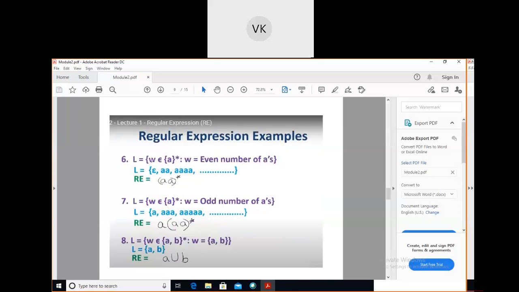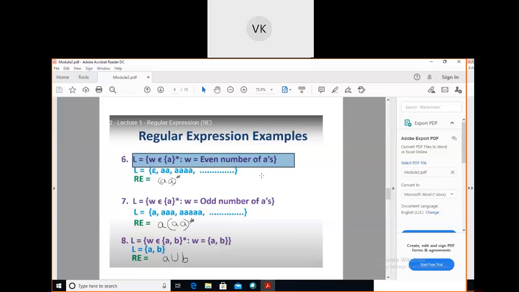The next example is the sixth one. You see here the regular language he has given: L is a regular language of a set of strings W over an alphabet A star. The condition for this language is W is equal to even number of A's. We have already discussed the same example in the first module.